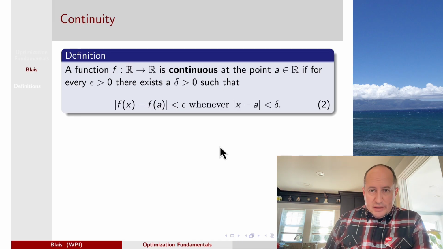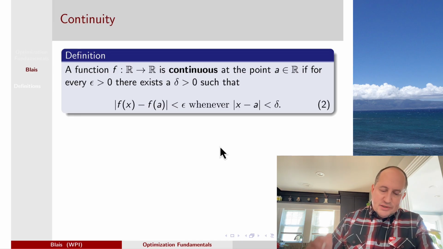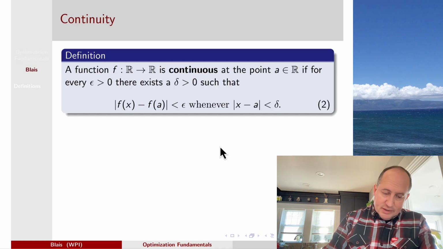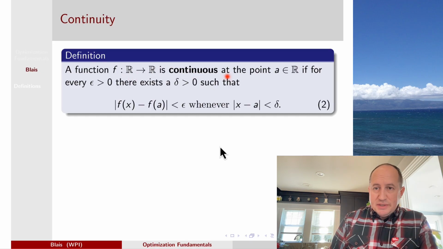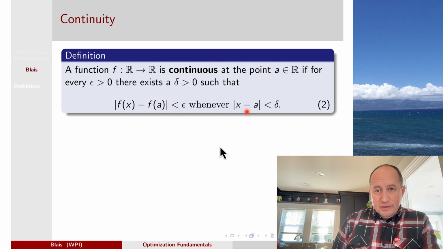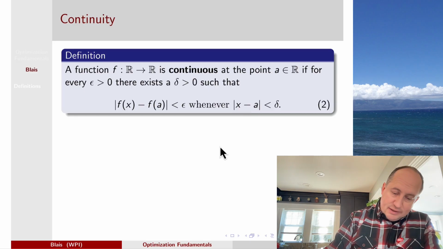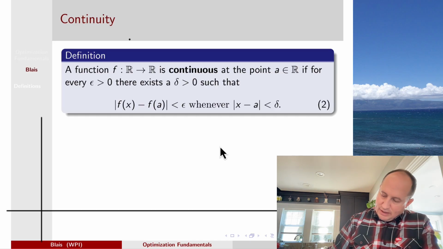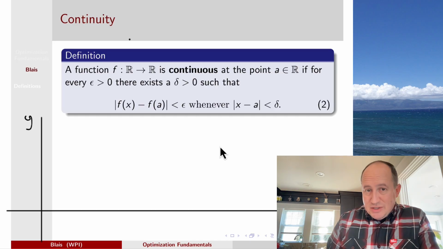Another concept that we need is that of continuity. So let's remind ourselves what a continuous function looks like in single variable calculus. A function from the real numbers to the real numbers is continuous at the point a if for every epsilon greater than 0 there exists a corresponding delta greater than 0 such that the absolute value of f of x minus f of a is smaller than epsilon whenever the absolute value of x minus a is less than delta. Okay, this is another definition that feels complicated and is much less so when we draw a picture.